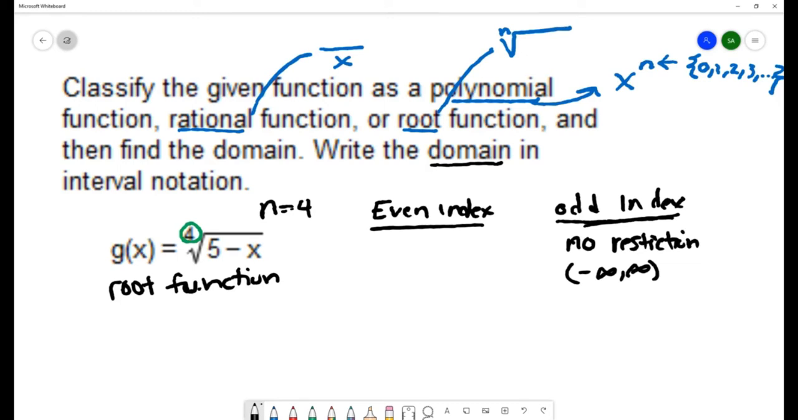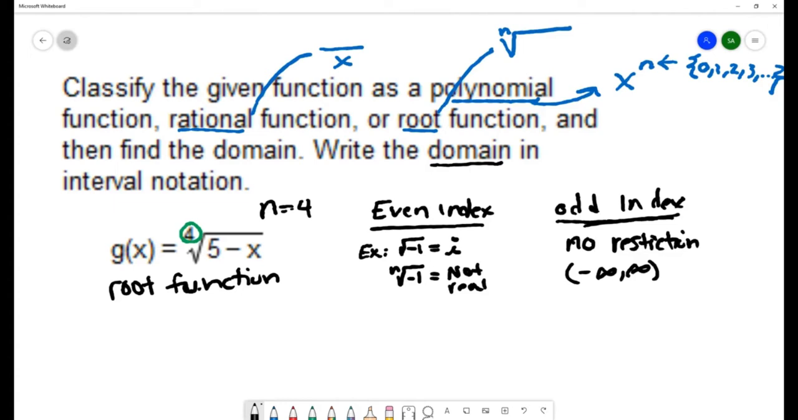So if we have an even index, it's a little bit different. I can give you some examples. We do have restrictions with an even index. For instance, if we take the square root of -1, this is not a real number. This is the imaginary unit i. So if we take the square root of a negative number, that produces a complex number instead of a real number. And any time we have the even root of a negative number, we get something that is not real.